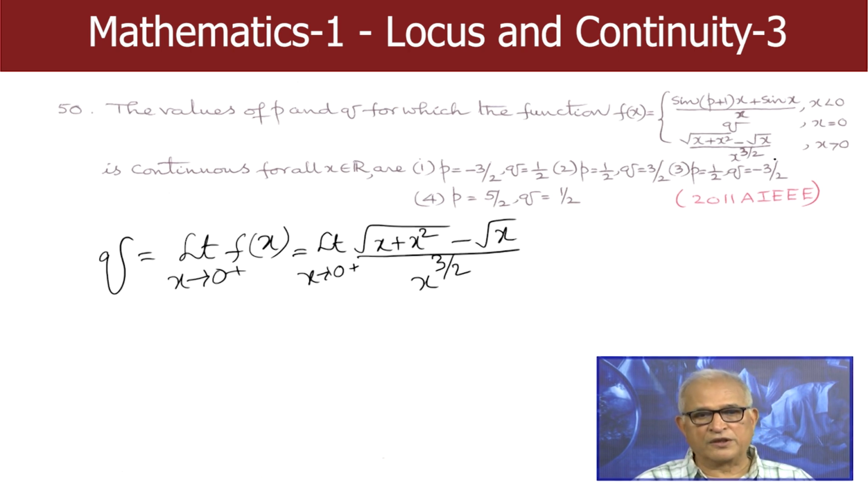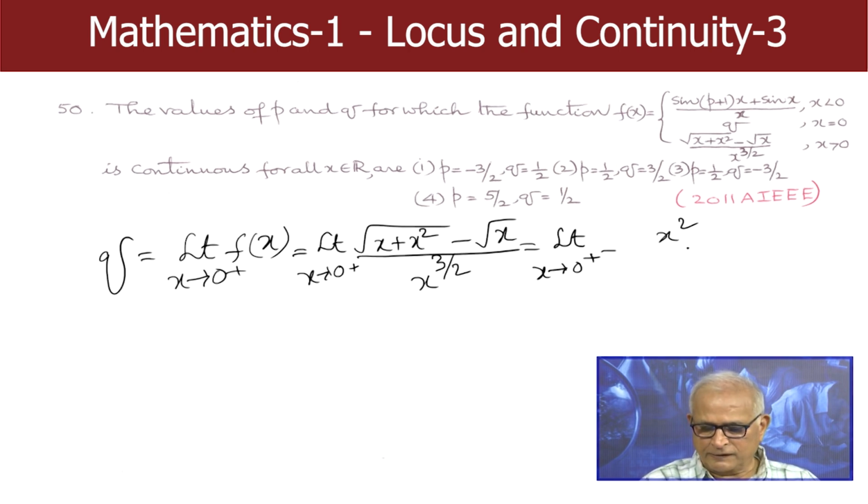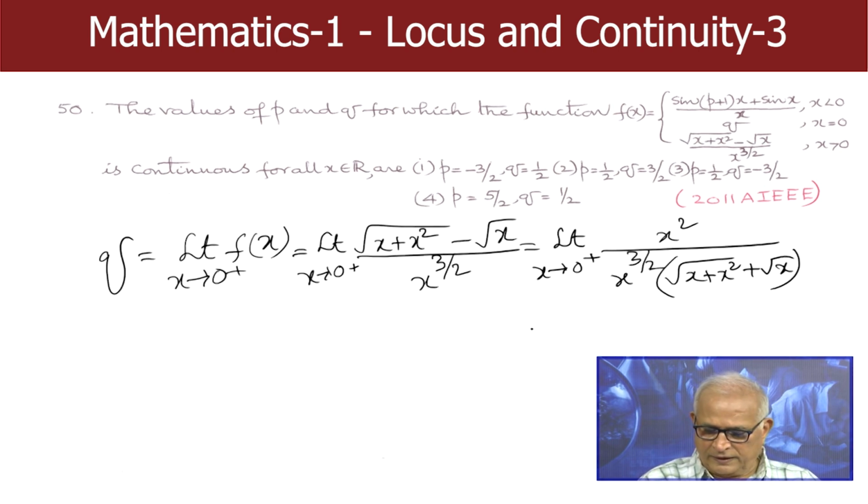For all positive x, you are given that f(x) is defined by the last formula, root of (x plus x square) minus root x by x power 3 by 2. Okay, let us simplify this further. As x tends to 0 plus, let us multiply and divide by the conjugate: x plus x square minus x, that is x square, by x power 3 by 2 into root of (x plus x square) plus root x, as x tends to 0 plus.